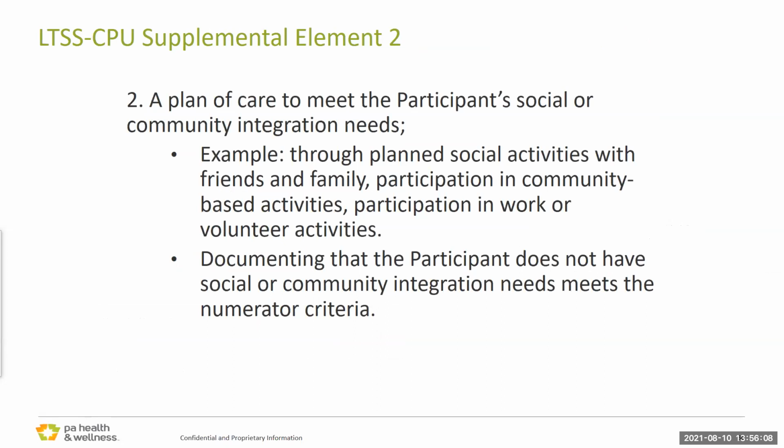Okay, so for CPU supplemental element 2, this is where we're talking about the plan of care to meet the participant's social or community integration needs. A good example of this is social activities with friends and family, participation in community-based activities, participation in work or volunteer activities, and then documenting that the participant does not have social or community integration needs does meet the numerator criteria.